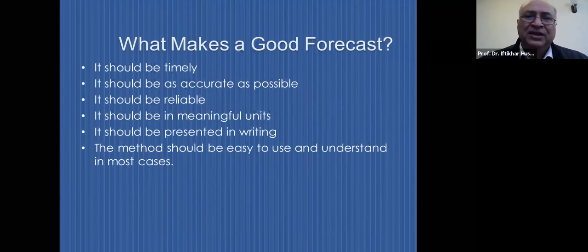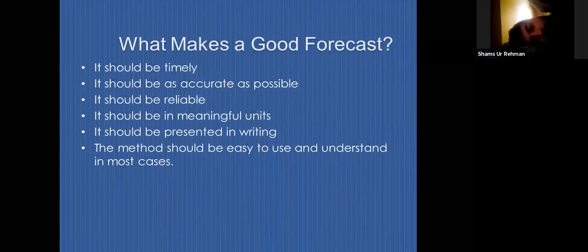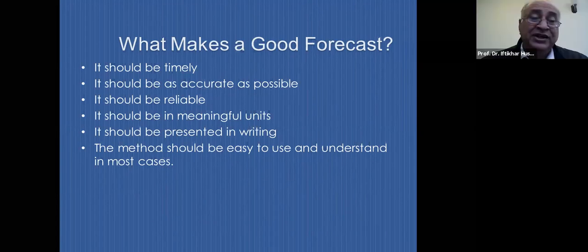Okay, what makes a good forecast? A good forecast should be timely. It should be as accurate as possible. As accurate as possible means it is always subject to errors, because you cannot predict the future using past data 100% accurately. So that's why it should be as accurate as possible, and it should be reliable.